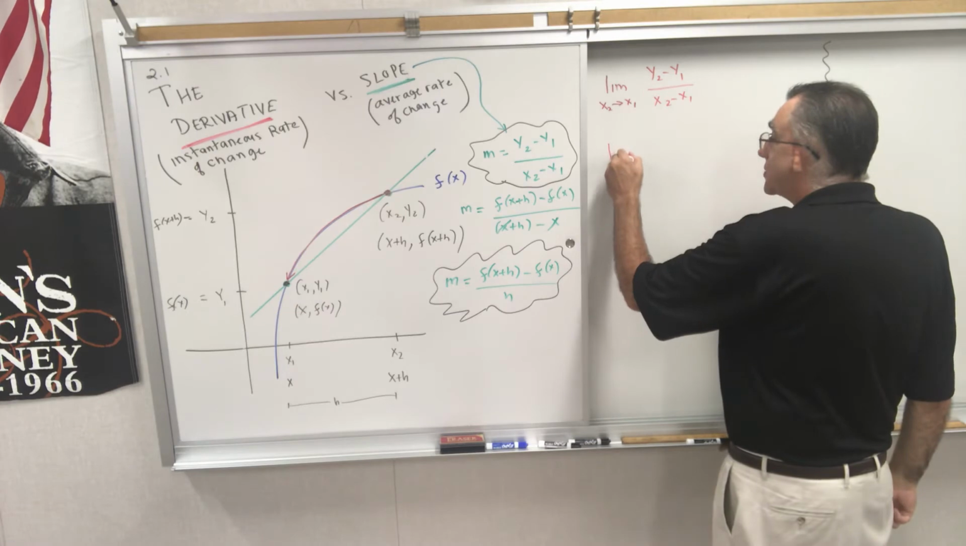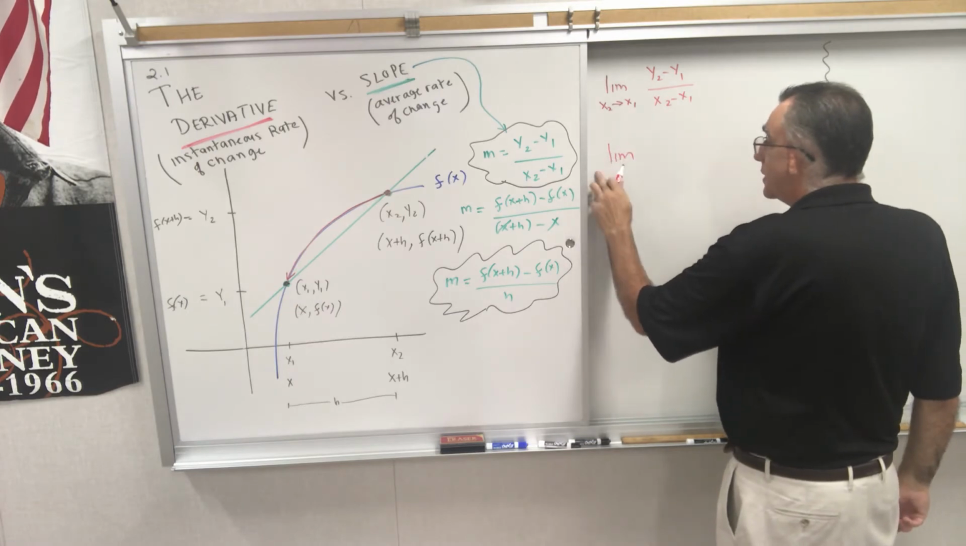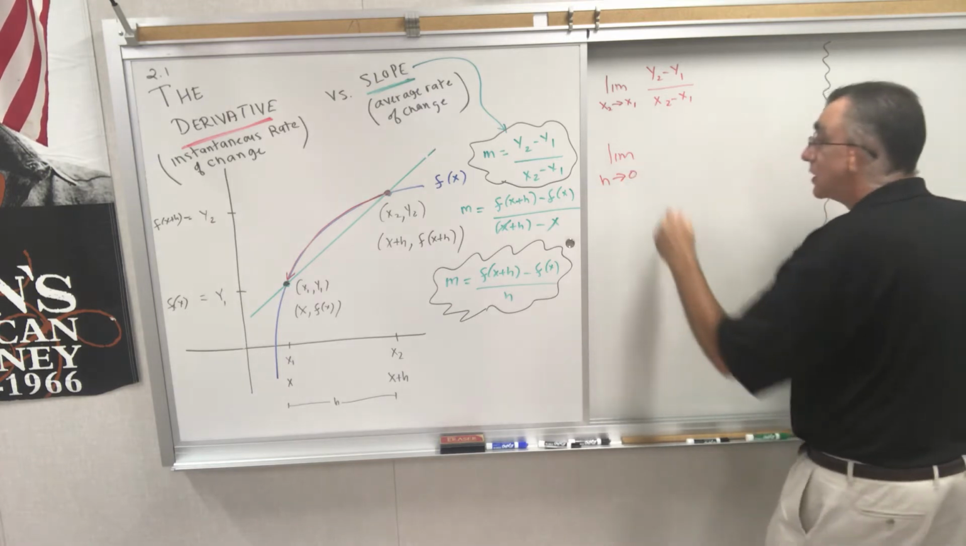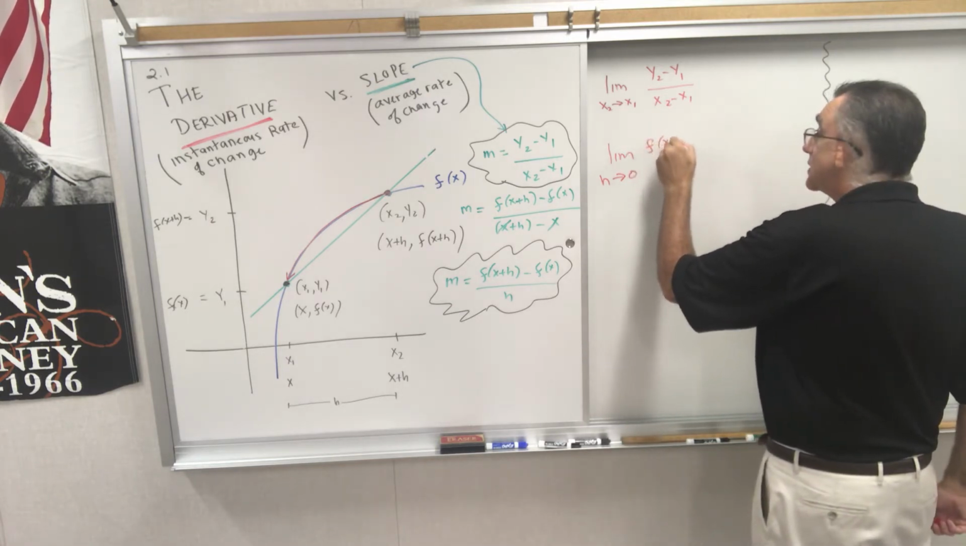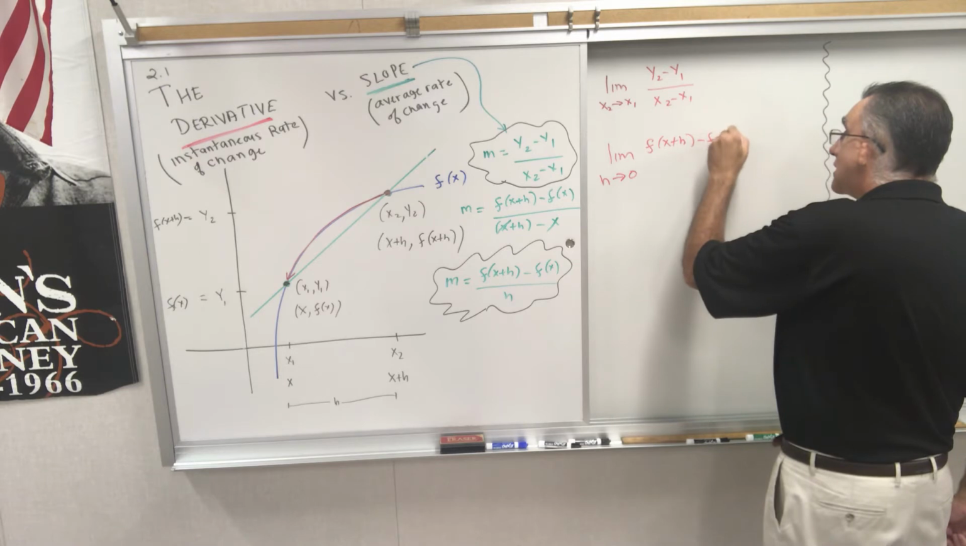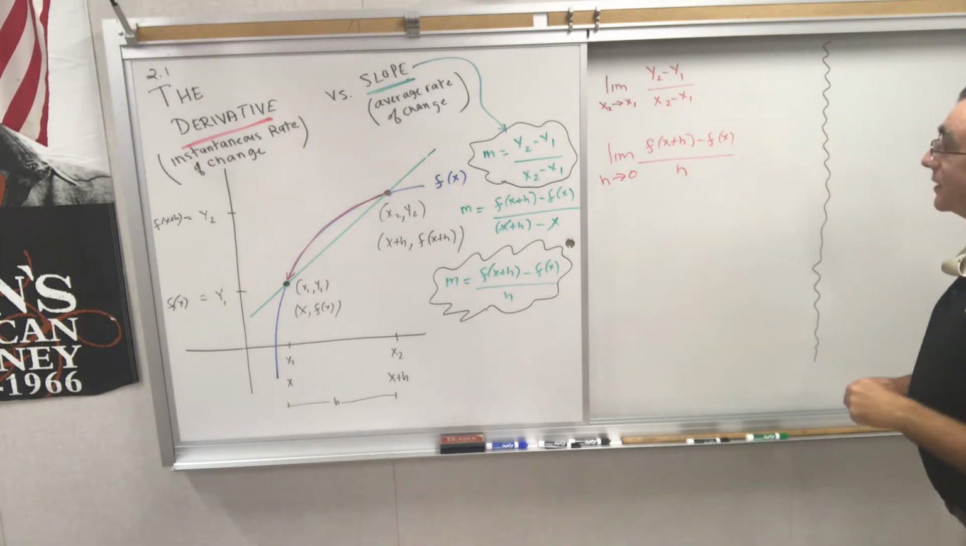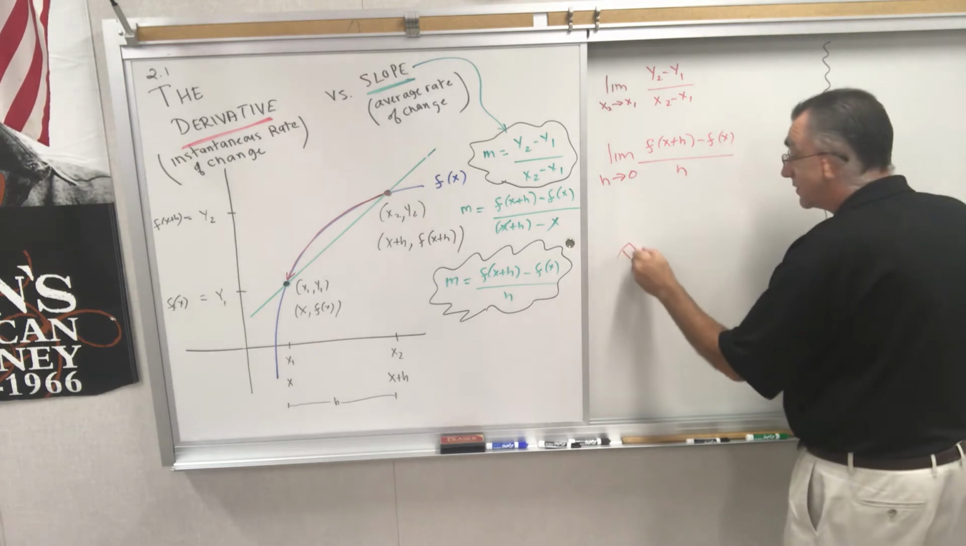So again, and here it is. Finally we're done. This is the way we're going to write it, as h goes to 0, and this is probably what you might hopefully recognize from the homework: f of x plus h minus f of x, all over h. This is the derivative.